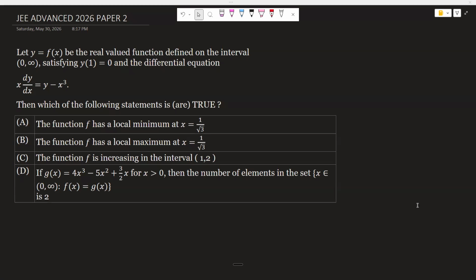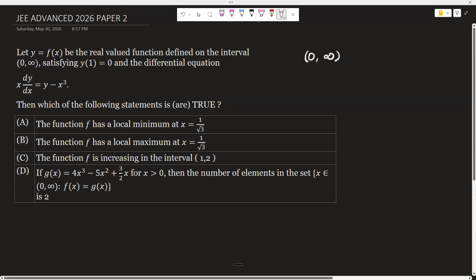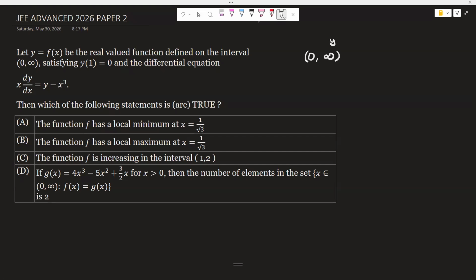This question was asked in JEE Advanced 2026, paper 2. Please read the question. Let y equal to f of x be a real valued function defined in the interval 0 to infinity, and given that y of 1 is equal to 0. What does it imply? y of 1 equal to 0 means x value 1 and y value 0. So this is the meaning of this expression, and it satisfies the differential equation.